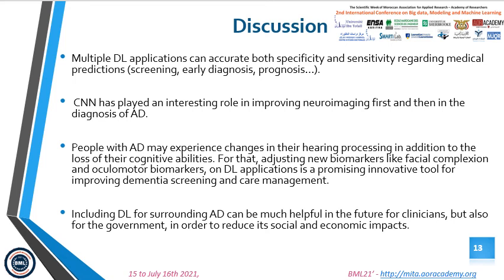People with Alzheimer's disease may experience changes in their hearing processing in addition to the loss of their cognitive abilities. Thus, when they come to a clinic, many of their symptoms overlap with behaviors related to hearing loss. Furthermore, they may not hear the test questions or understand the test instructions. For that, adjusting biomarkers like facial complexion and oculomotor biomarkers on deep learning applications is a promising innovative tool for improving dementia screening and care management.